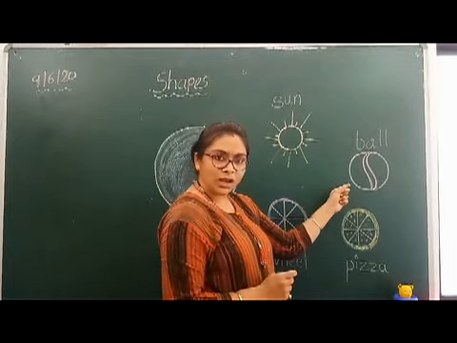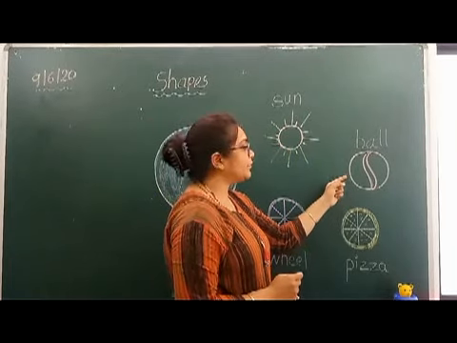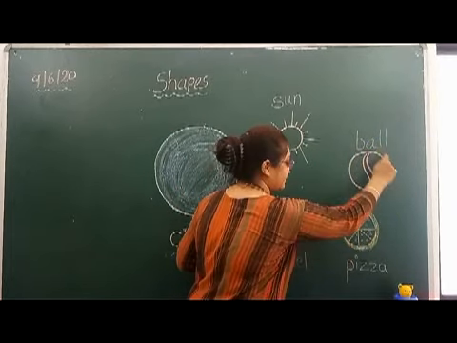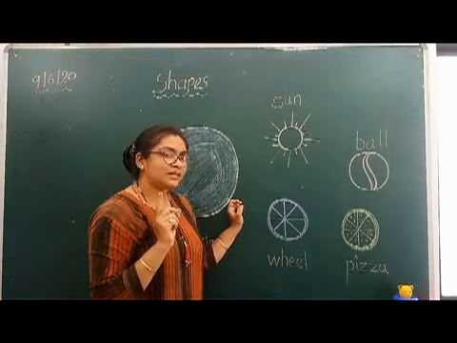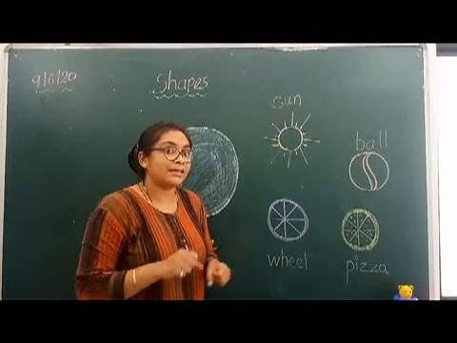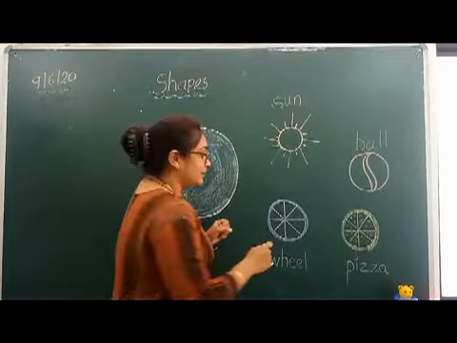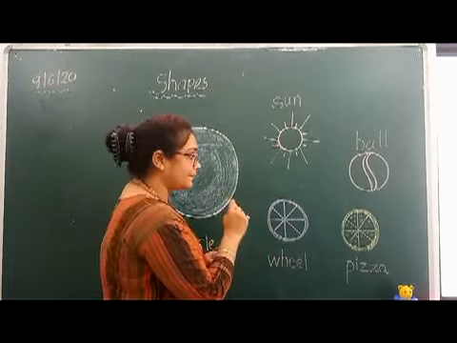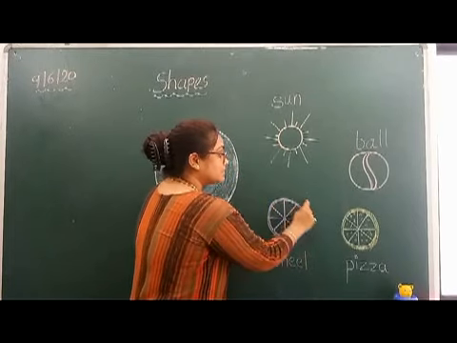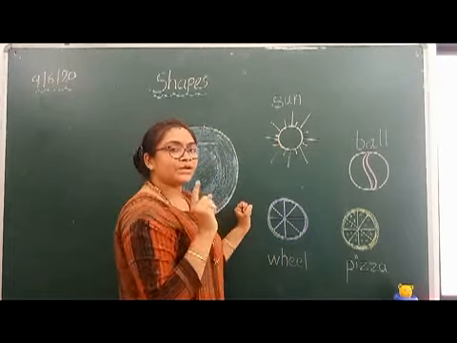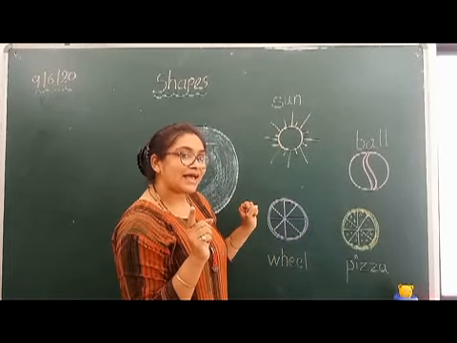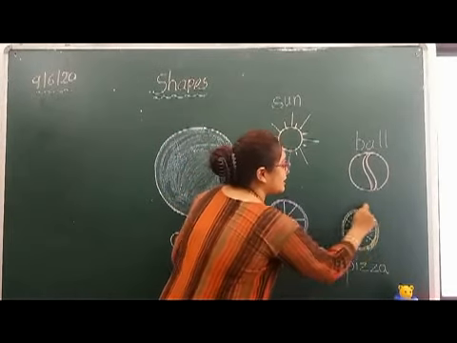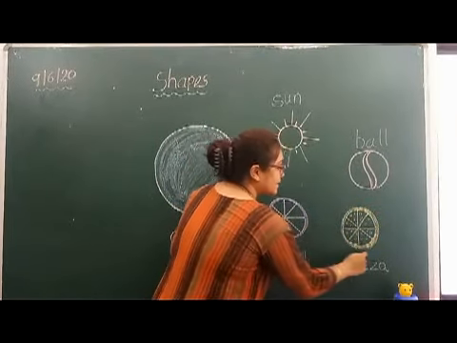You play with a ball? Yes, you play with a ball. A ball is also in a circle shape. You see vehicles? Your daddy has a car, a bike, and you have a tricycle. The wheel is also in a circle shape. Do you like pizza? Yes, pizza is also in a circle shape.